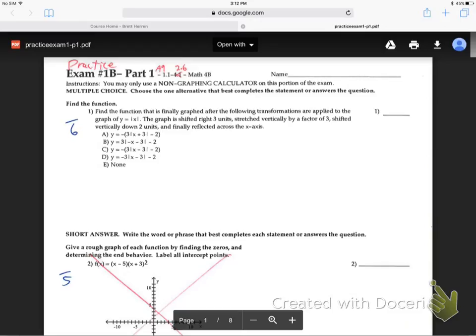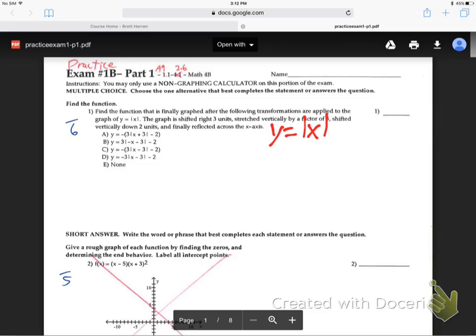There we go. Okay, so there's the first question. The first one's actually kind of a weird one. Find the function that is finally graphed after the following transformations are applied. Okay, so basically we start with y equals the absolute value of x.